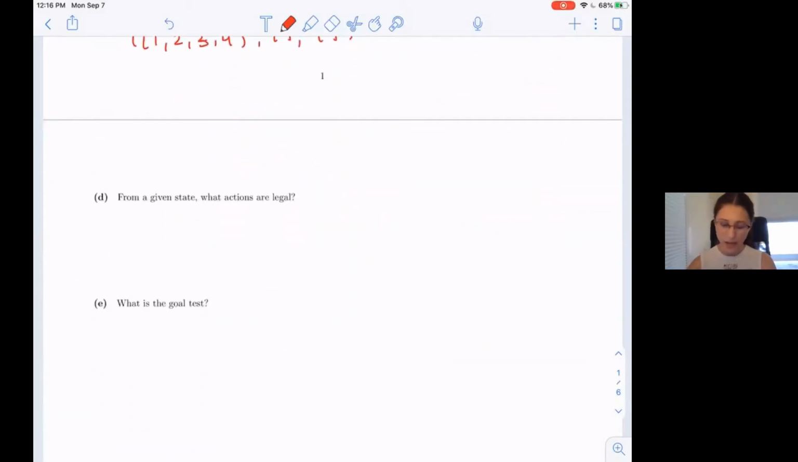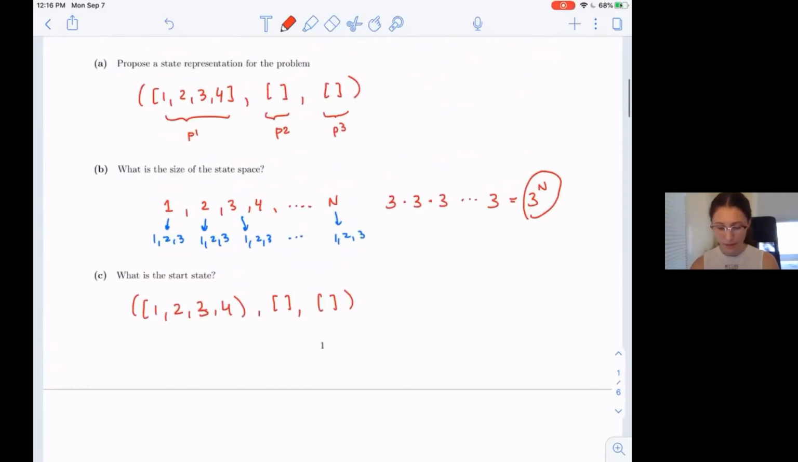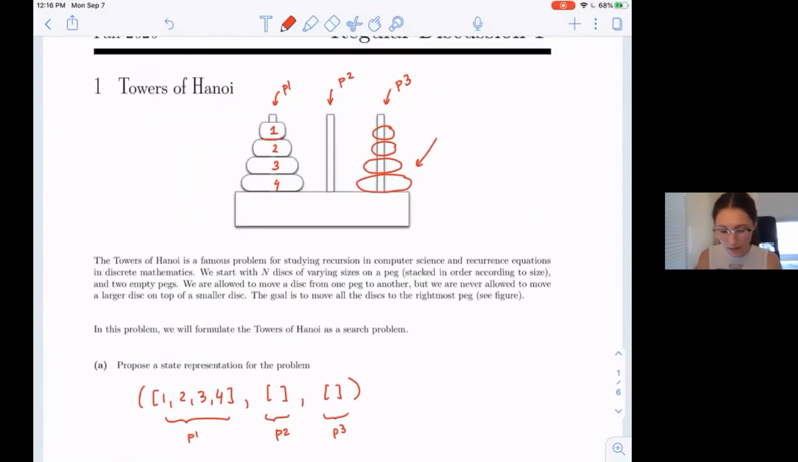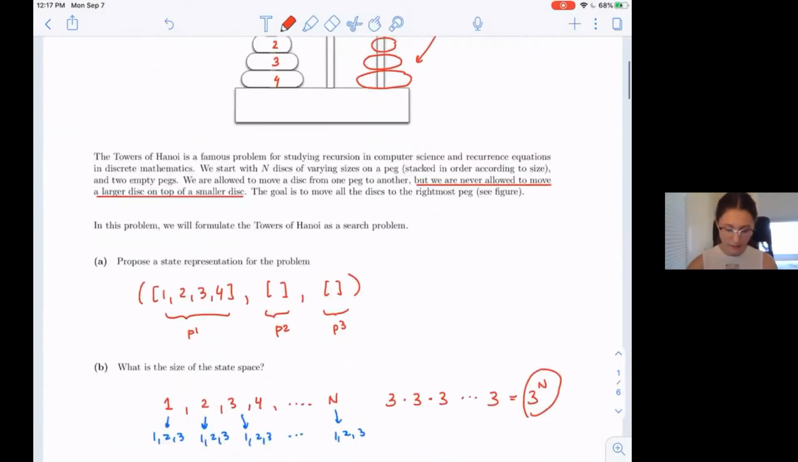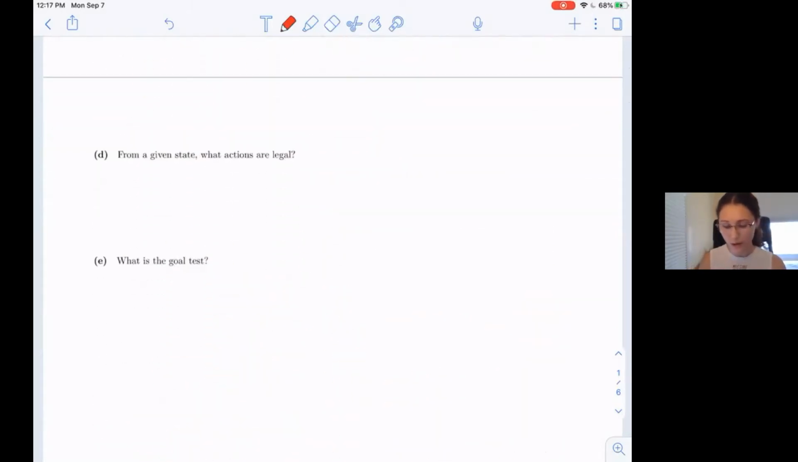All right, from a given state, what actions are legal? Well, we know that when we look at this example up here, we're always going to take the topmost disk from one of these pegs and move it over to another peg. So that's one of the actions we can take. Now, are there any prohibited moves? Well, we can see here that we're never allowed to move a larger disk on top of a smaller disk. And so that means that essentially from any given state, what actions are legal?